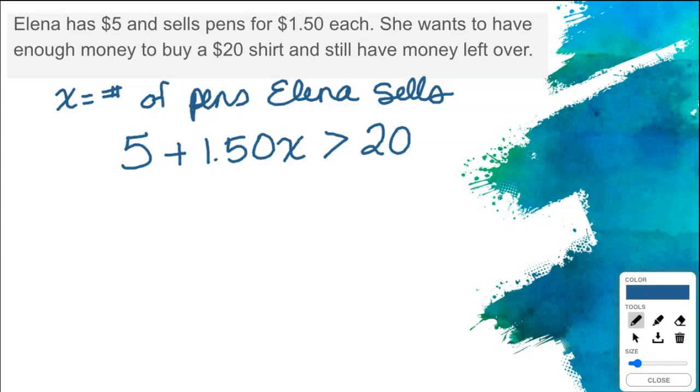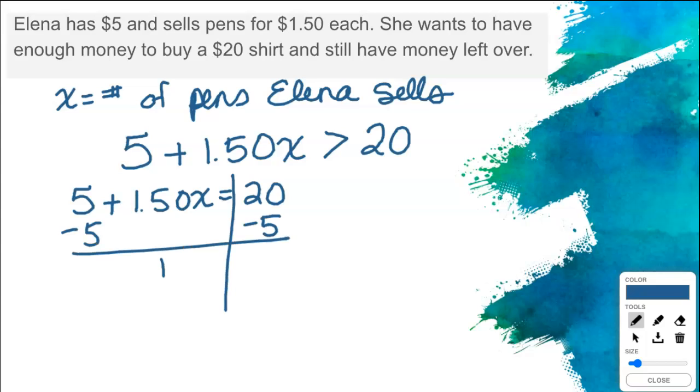Okay, so what I'm going to do now is set this up and solve the related equation. So I'm going to write this with the equal sign instead of the greater than sign, and I'm going to solve 5 plus $1.50x equals 20. So I'm going to do the same things to both sides and solve this. So I get an answer of x equals 10.